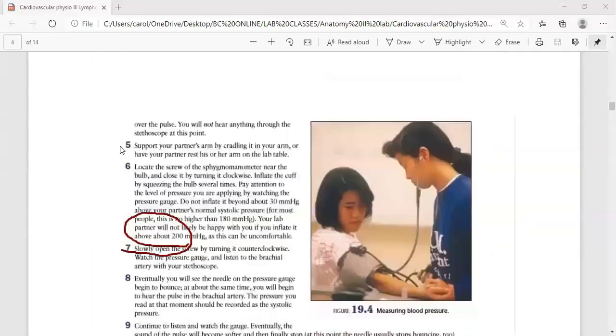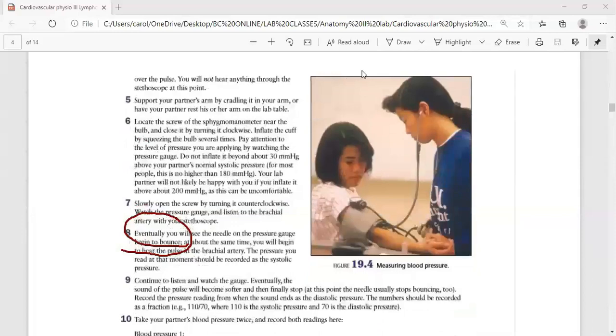And this is obviously a picture of how you're going to take the blood pressure. They're going to use the sphygmomanometer, which is this one right here. They're going to use the stethoscope, and you're going to have a valve in here that will inflate this cuff. So basically what you're trying to do by increasing the air in this cuff is block the blood flow in the brachial artery.